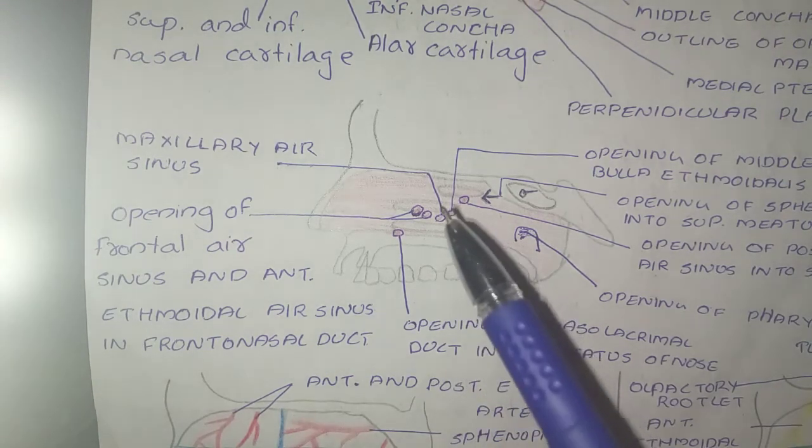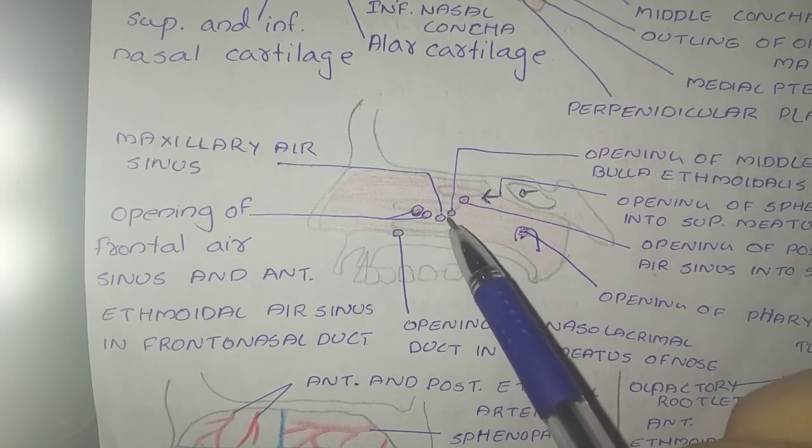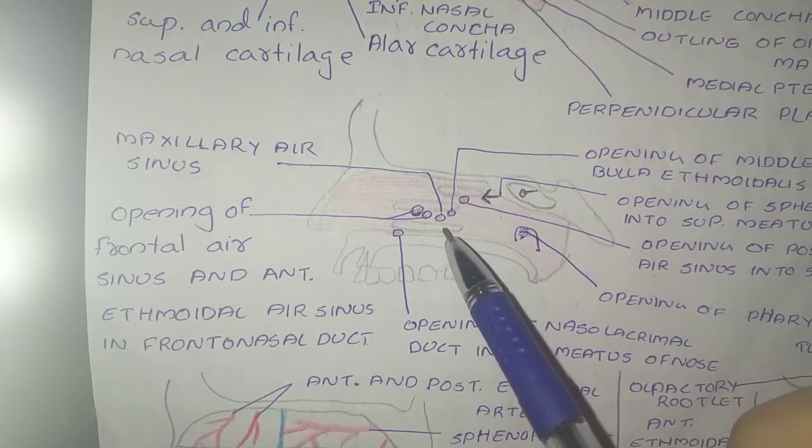These both are the opening of the frontal air sinus and the opening of the anterior ethmoidal air sinus in the frontonasal duct. Now we can see the opening of the maxillary air sinus, which we can see posterior to this. This is the maxillary air sinus.